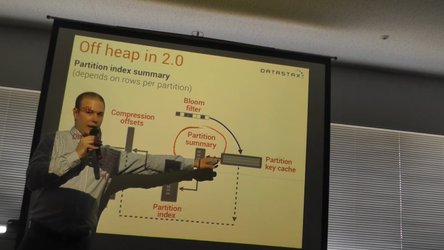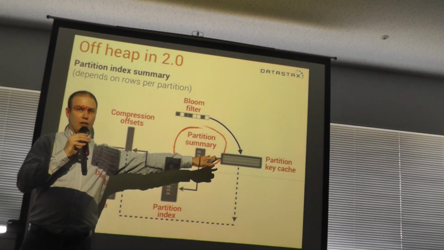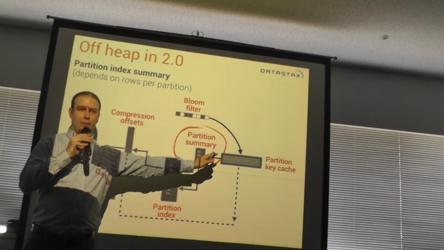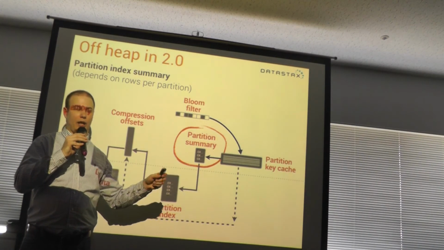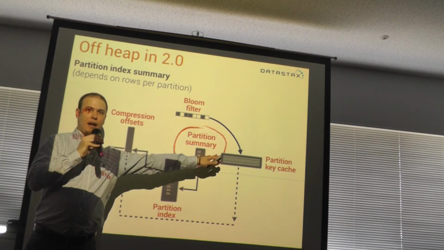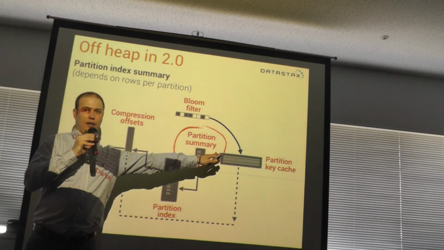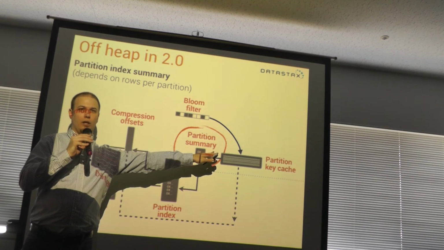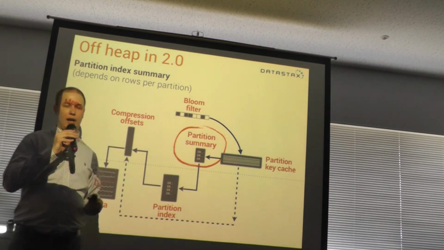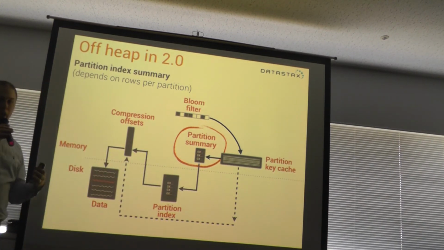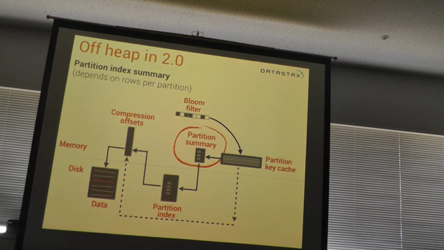Now, it's worth pointing out the partition key cache is still on heap. It is not in native memory yet. But this has a constant size. It does not grow corresponding with the size of your data set. So we're less concerned with that. We're okay with leaving that on heap for now.